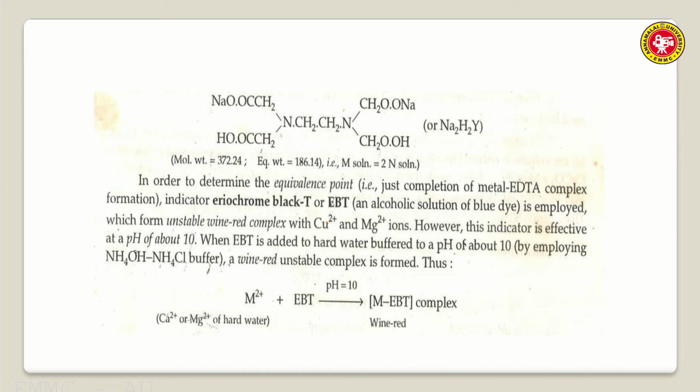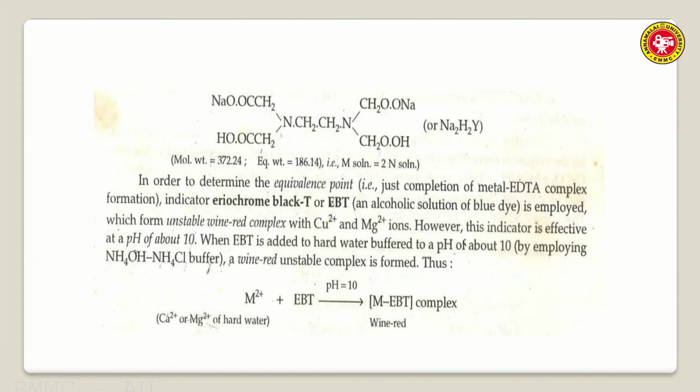At the bottom, in the conical flask, you will take the sample hard water whose hardness has to be found out. Now to find the end point, generally we add some indicator. In this titration, we are going to add the indicator eriochrome black T, EBT they call it, in the alcoholic form. Now what will happen?